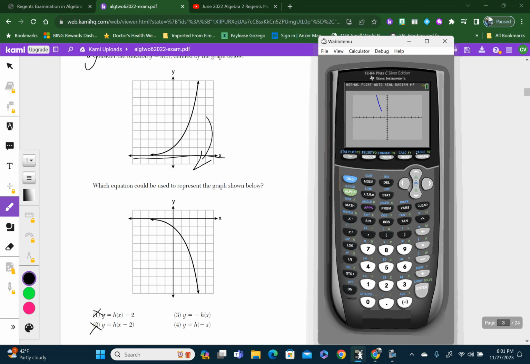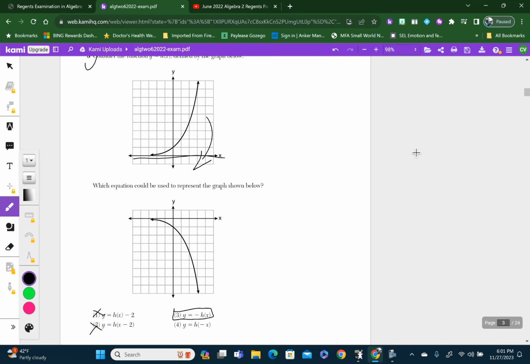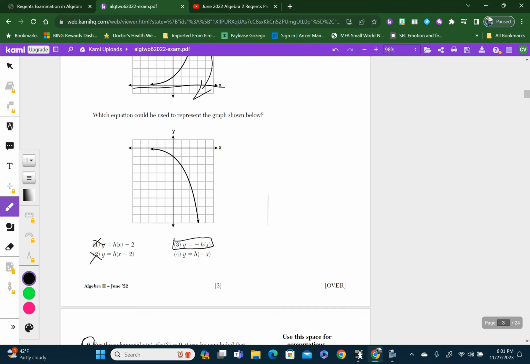That's my original in blue. Does this get flipped over the x-axis? Boom. There we go. So the answer choice is 3. And again, how did I do that? Here's my original. I looked to see what happened to it. I picked a function that I know, y equals x squared, and I literally just plugged it in.